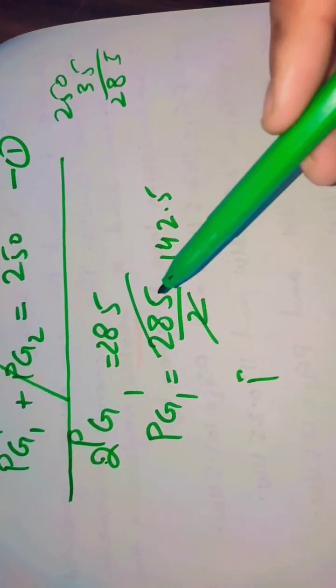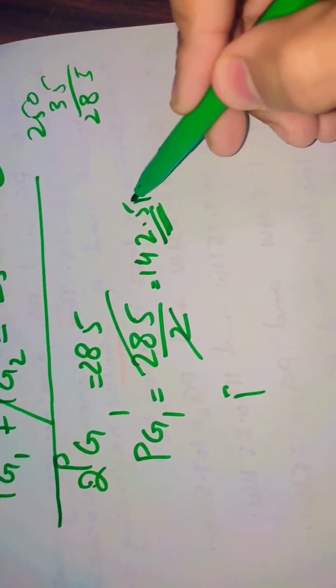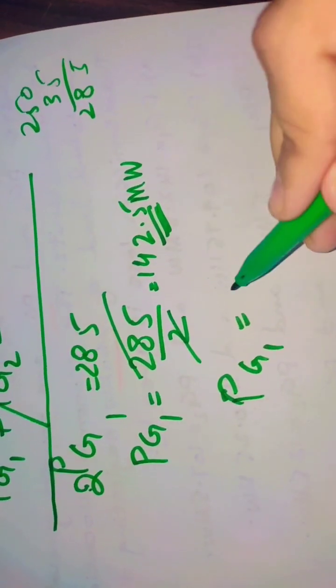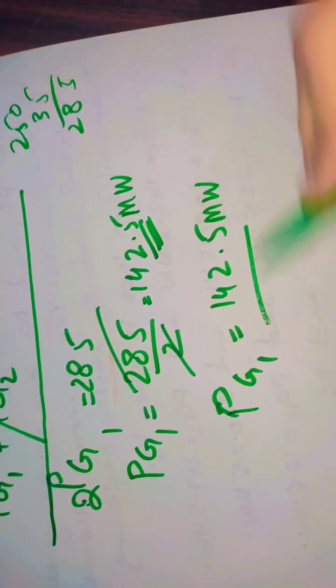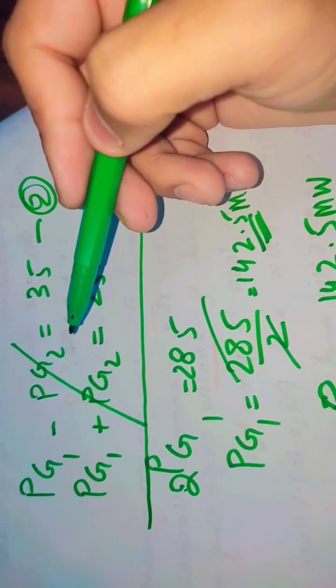Okay, when you divide 285 by 2, you will get the answer 142.5 megawatt for Pg1. Pg1, the power generated by generator number 1, is 142.5 megawatt. Now put this value in any of these equations to get the answer for Pg2.